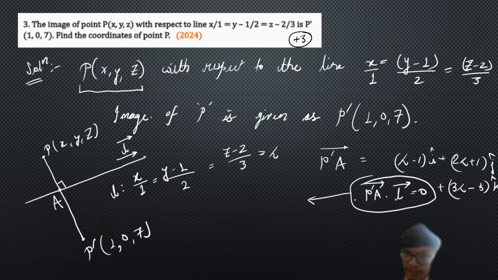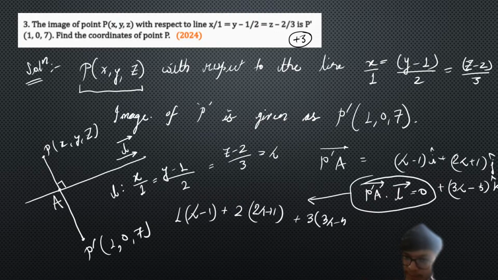So from here, if I just try to get back to this particular dot product, the dot product is going to be lambda minus 1 times of A plus 2 times of 2 lambda plus 1 plus 3 times of 3 lambda minus 5 should be equal to 0, right? So if you just try to simplify, this is going to be lambda plus 4 lambda plus 6 lambda, 9 lambda. So that is going to be 14 lambda, right?